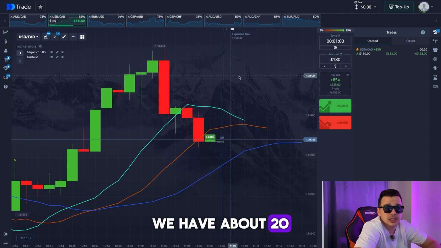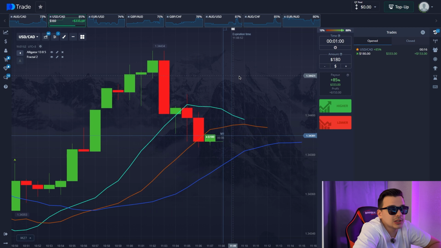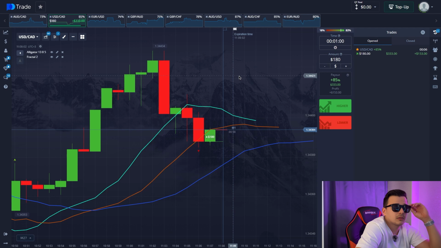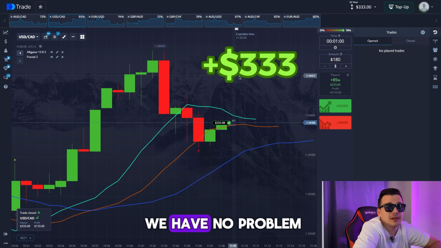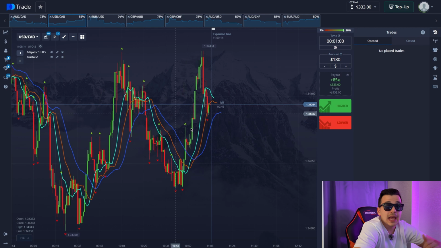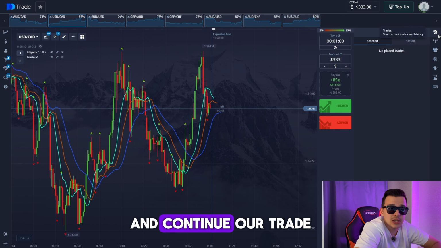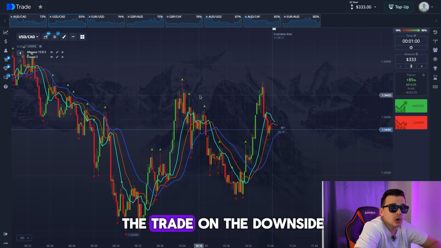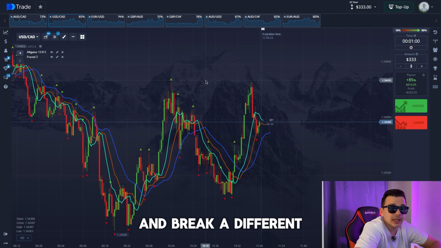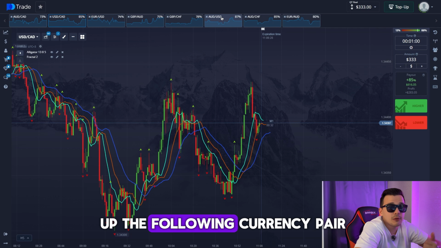We have about 20 seconds left. Let's observe the remaining time of the trade. And the second trade we have no problem closing in plus. As I said, the formation of a new local low, and the trade has closed in plus. Let's change the amount of value and continue our trade. Let's try to open a trade on the downside and break down a different touch point, a different entry point. Let's start and pick up the following currency pair.